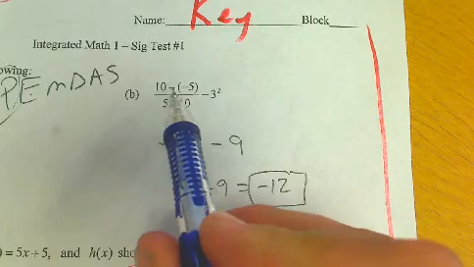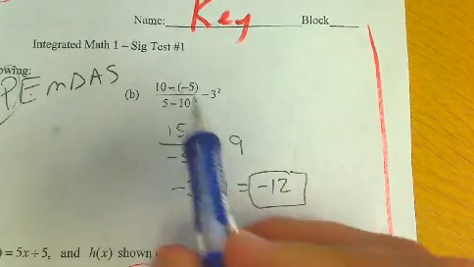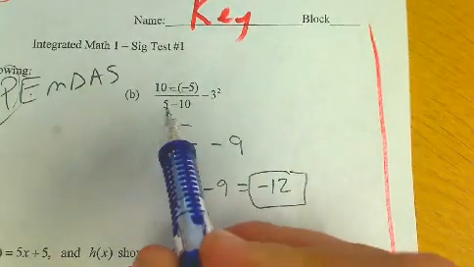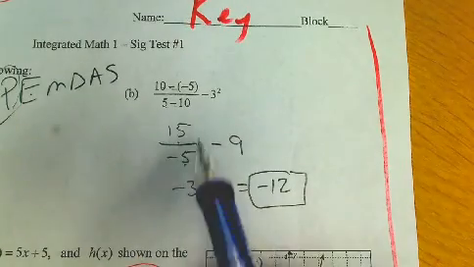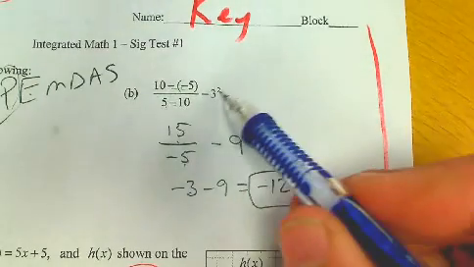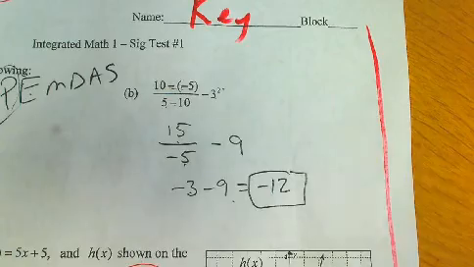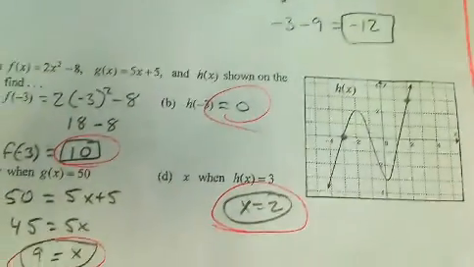So I have 10 plus 5, because minus a negative means you're adding, so that gives me the 15. 5 minus 10 is -5. When you divide those, you get -3. 3 squared is 9. And that's how I got -12.